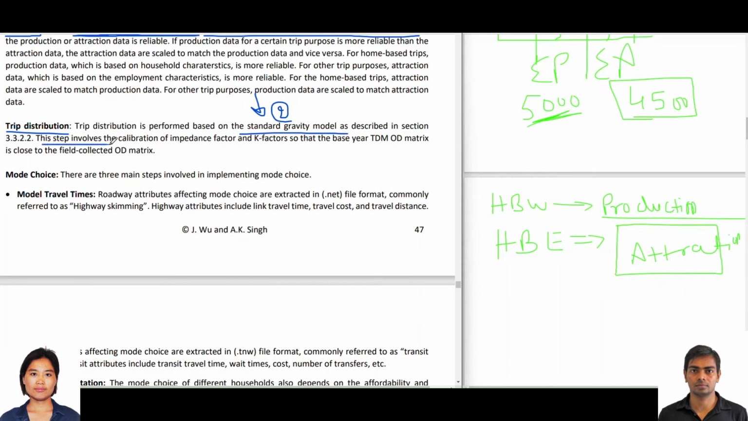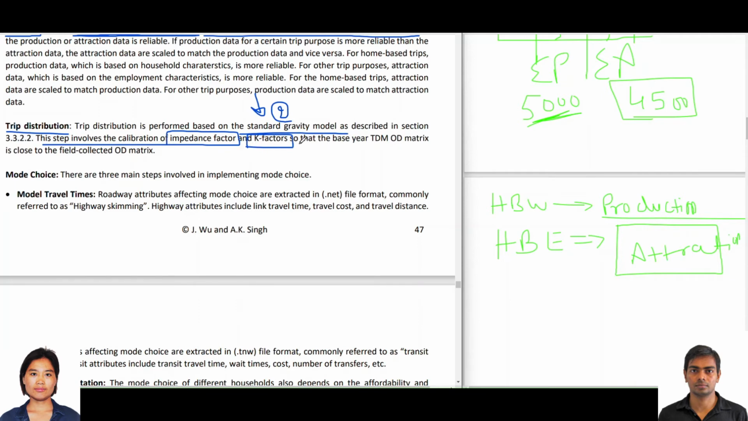These steps involve the calibration of impedance factor, figuring out what impedance factor or functions to use, and the K factor like we discussed in theory. This is an iterative process, but not during the TDM model run. This is during the model development itself.